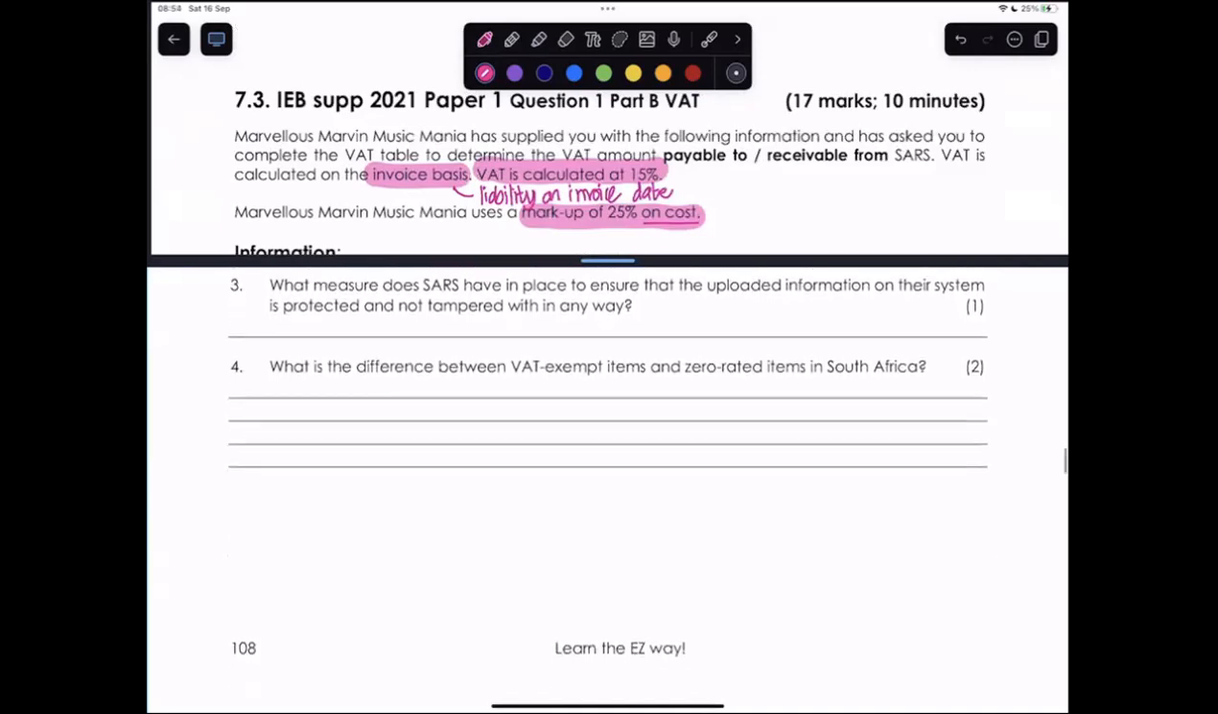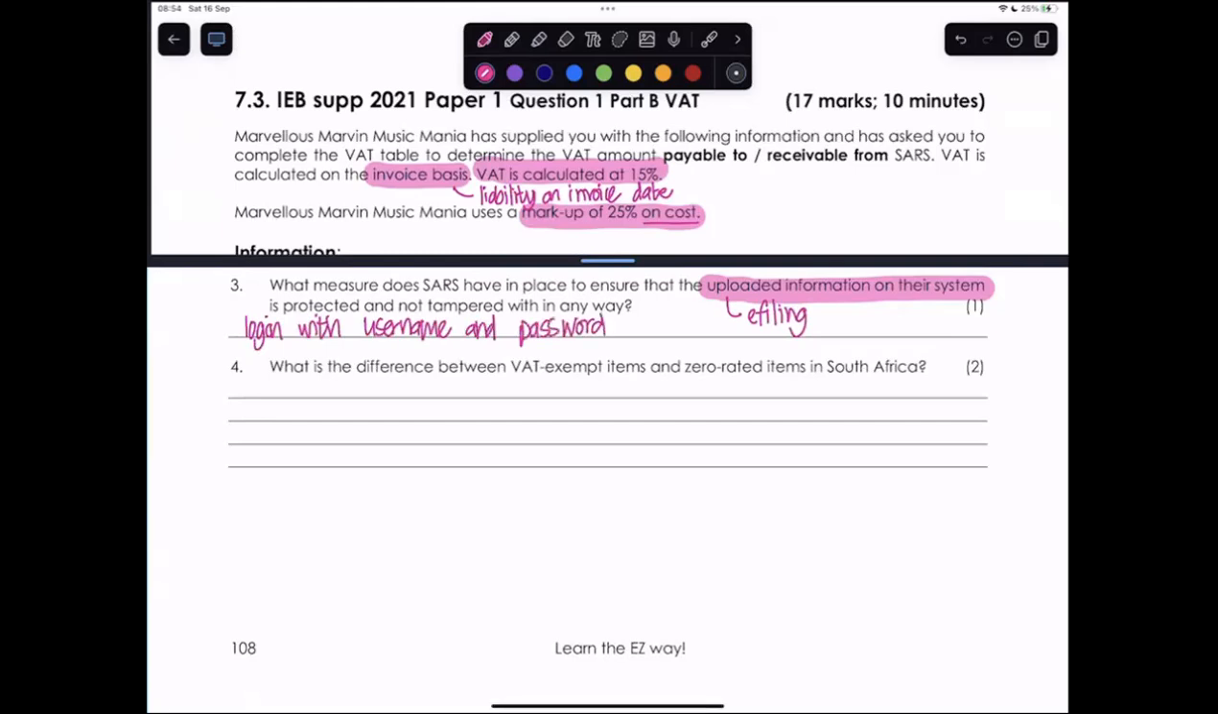What measure does SARS have in place to ensure that the uploaded information on their system is protected and not tampered with in any way? Well, what do we mean by uploaded information on their system? Quite simply, this is referring to your e-filing. In other words, being able to submit tax returns electronically using the internet. And the way that anybody who's using e-filing would log on is that they would have a username and password. And this would then protect all the information that is uploaded.